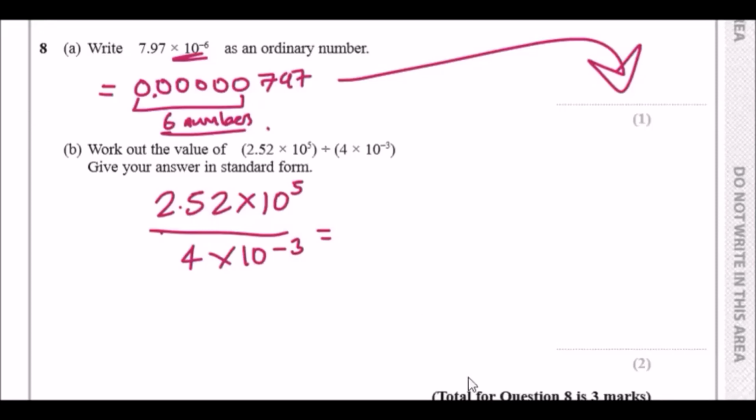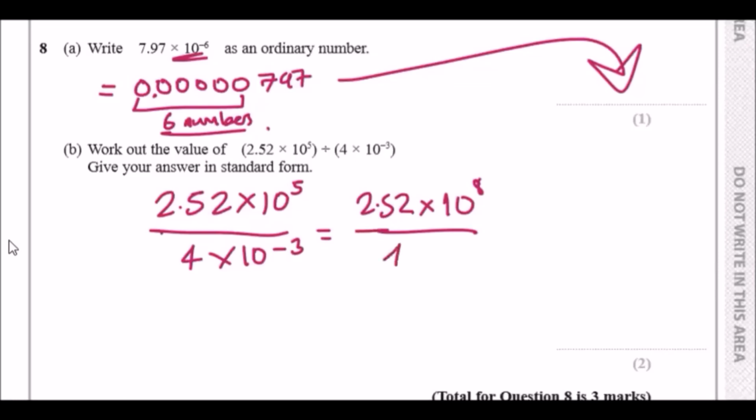Okay, so now looking at this one, firstly look at the tens. We have 10 to the power 5 over 10 to the power negative 3. When you're dividing terms, you're subtracting the power. So it'll be 5 minus negative 3, which is the same as 5 plus 3. So the solution will be 10 to the power 8. So it'll be 8 up here. And then this cancels out. So we've got 2.52 times 10 to the power 8 over 4 now.